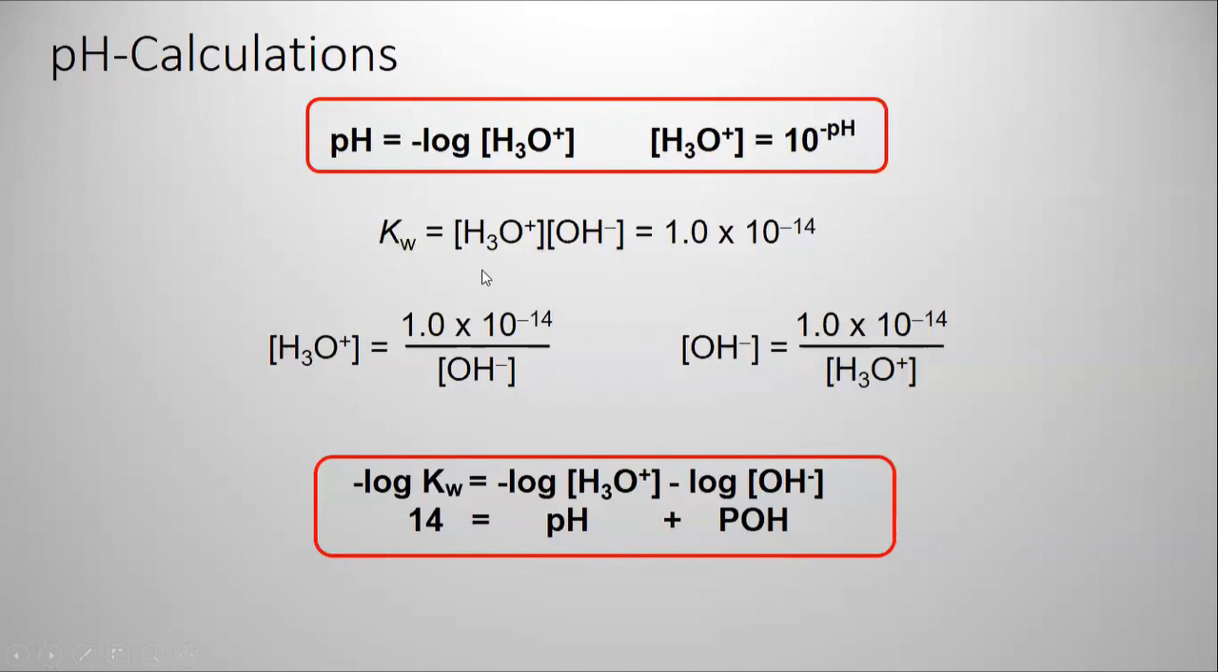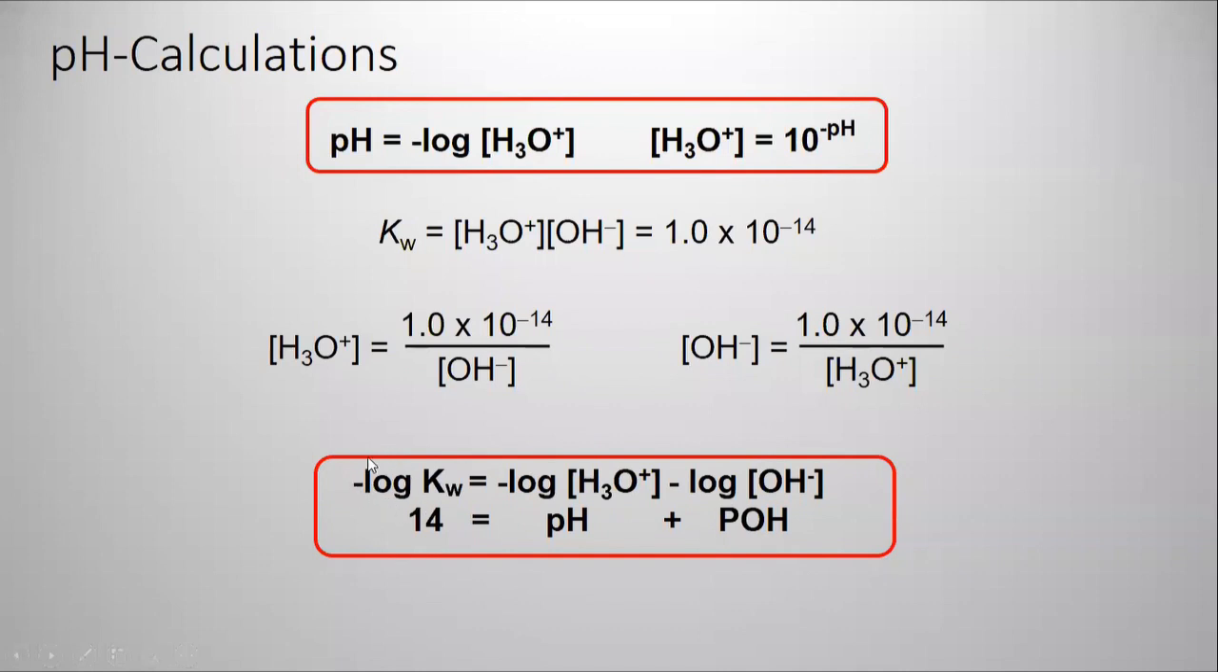You can also calculate the hydronium ion using the hydroxyl ion concentration, or you can calculate the hydroxyl ion using the hydronium ion concentration. Or you can use the general equation that relates the pKw to the pH and the pOH. I want to show you a trend here.